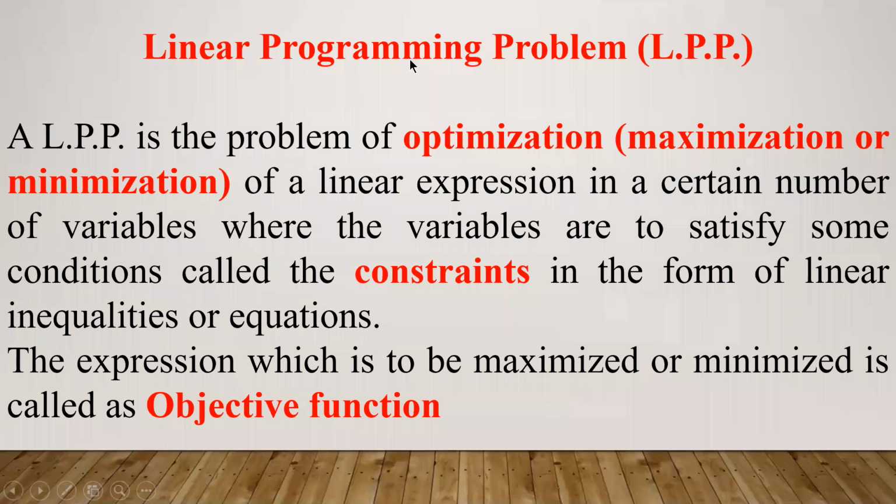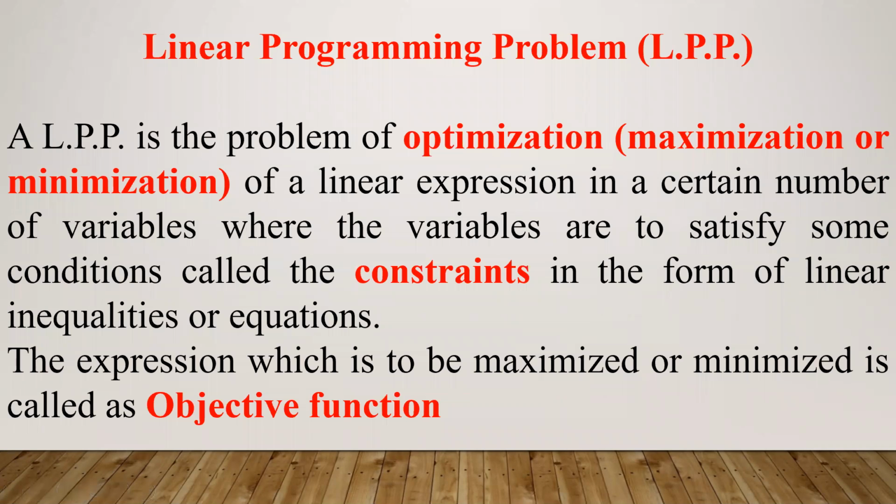Now, what is a linear programming problem? A linear programming problem is the problem of optimization. Optimization means either maximize or minimize. This is a common term used for maximization and minimization. So a linear programming problem is the problem of optimization of a linear expression in a certain number of variables, where the variables have to satisfy certain conditions, which are called the constraints. And the expression which you have to maximize or minimize is called the objective function.